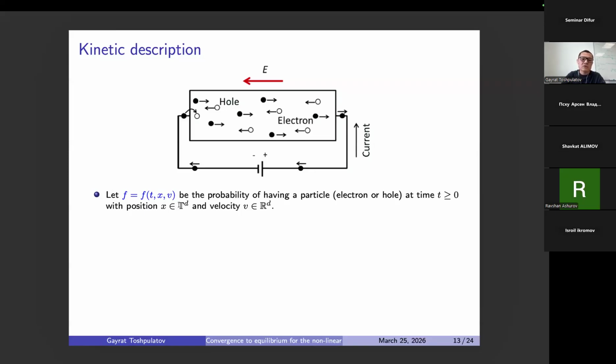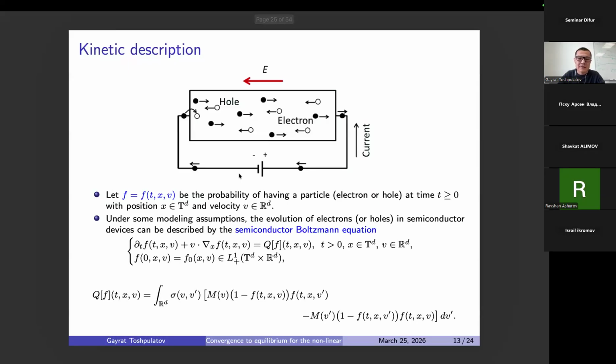Now in this model, I assume x varies in a d-dimensional torus. In this picture, the cathode is on the left side and the anode on the right side, and electrons are moving from left to right. Sorry, there was a mistake. It's a very simple diode.